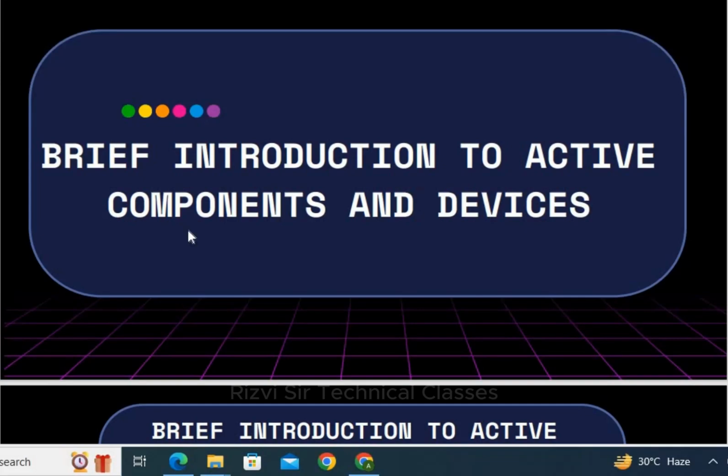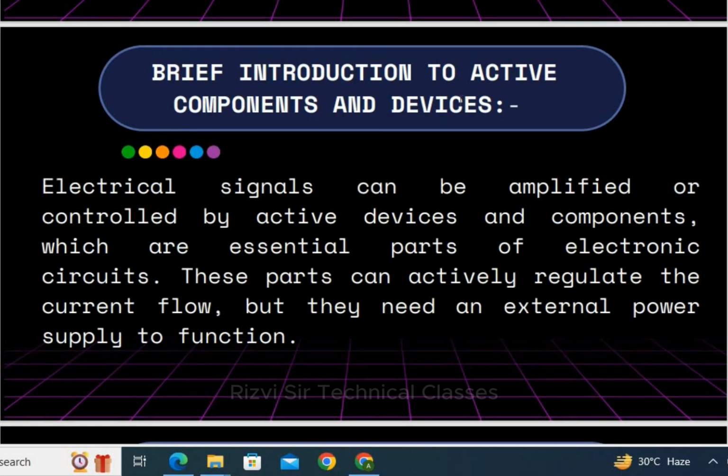Hello guys, today we are going to learn about active components and devices. First question arises, what is an active component or what are active devices? First, what is a component?